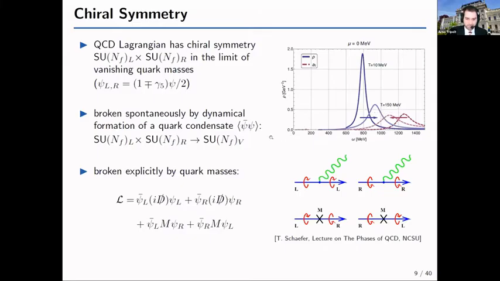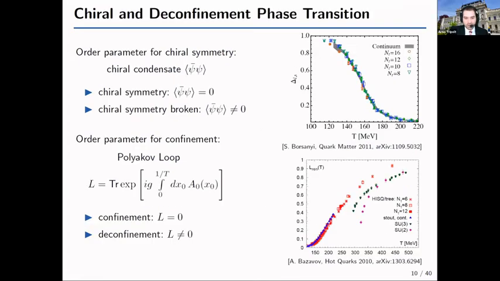So you see that chiral symmetry breaking depends on the temperature, and this brings me to the chiral and deconfinement phase transitions. So you can see here lattice QCD results on the chiral condensate, which acts as an approximate order parameter for chiral symmetry. And you can see that it decreases with increasing temperature, such that chiral symmetry is approximately restored at large temperatures. And on the lower plot, you can see results for the Polyakov loop, which acts as an approximate order parameter for the confinement-deconfinement transition, and which increases with increasing temperature where particles become deconfined.